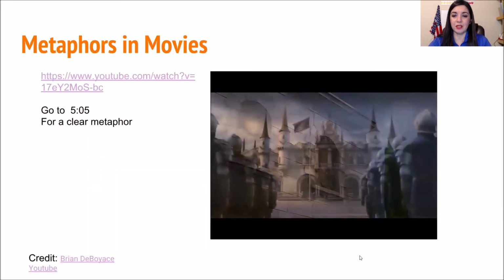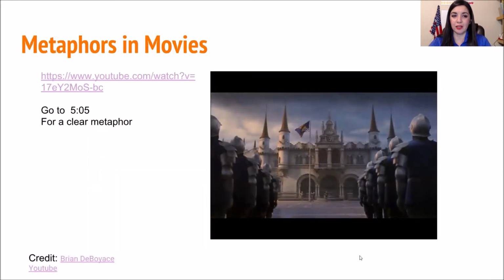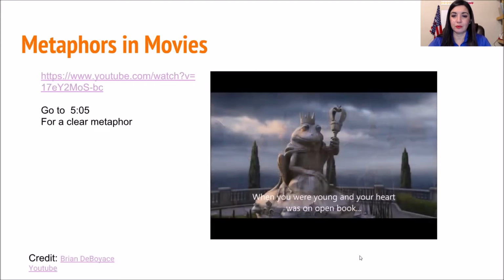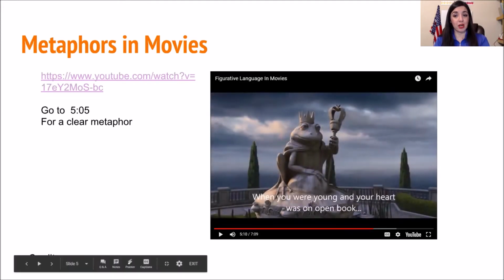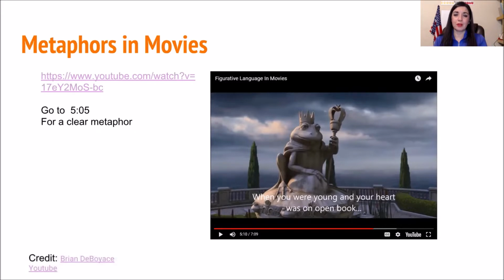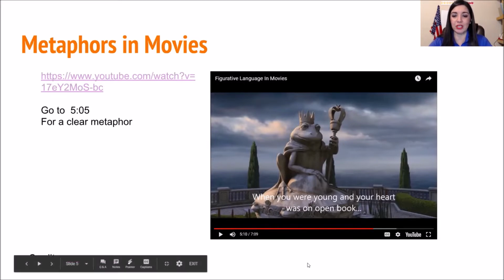Okay, so this is the movie Shrek. "When you were young and your heart was an open book." That's a metaphor, because what it means is that you were open and willing to open your heart like an open book. Okay, you were willing to accept. So that is how a metaphor is used in movies.